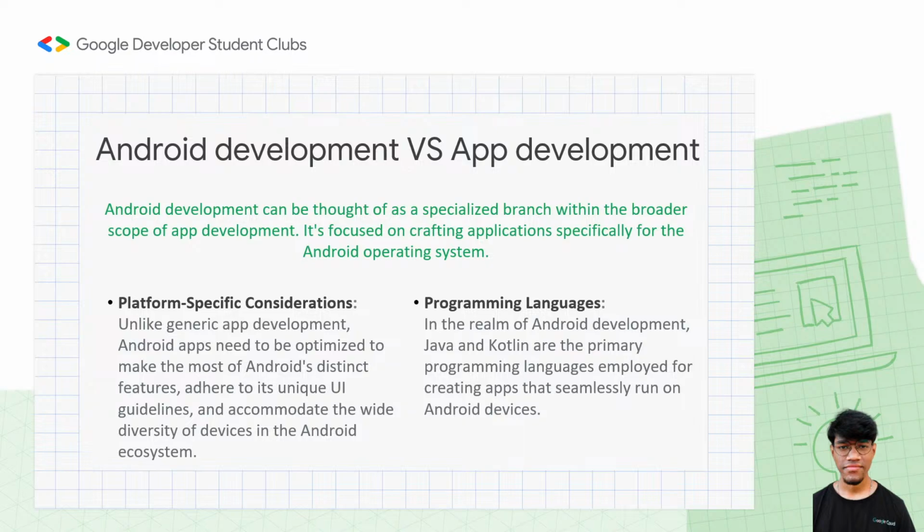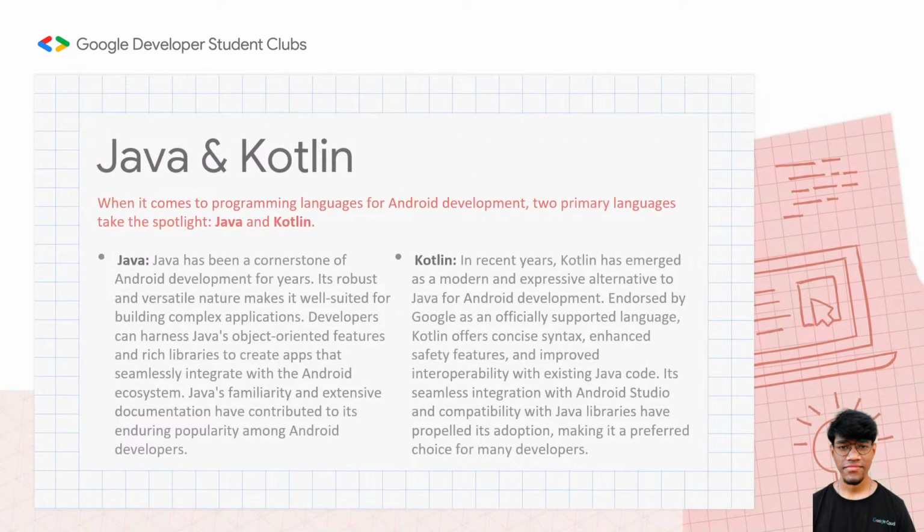For Android development, the most frequently used programming languages are Java and Kotlin, which are also the primary languages for creating Android apps. Java and Kotlin take the spotlight for Android development. Java has a robust and versatile nature, which makes it easy to build complex applications for Android and make them run smoothly in the Android ecosystem. Whereas Kotlin is an emerging, modern and expressive alternative to Java for Android development.